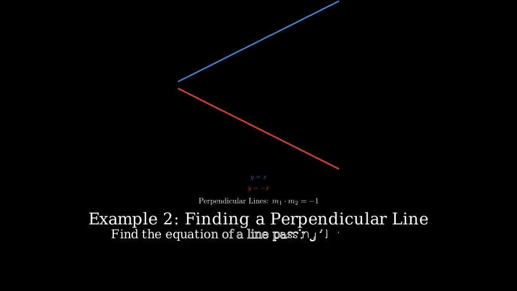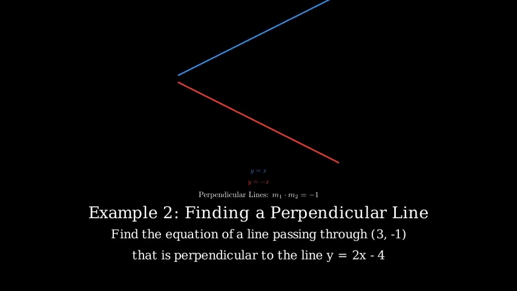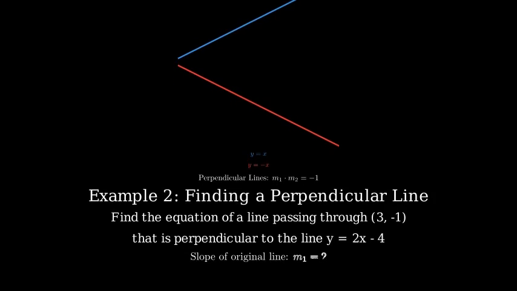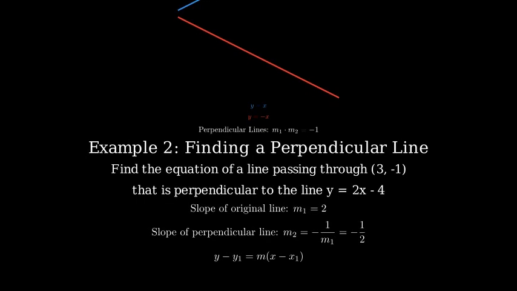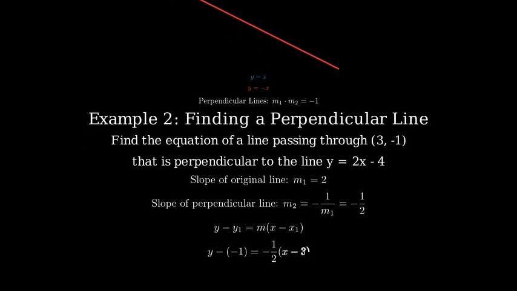Find the equation of a line passing through the point (3, -1) that is perpendicular to the line y = 2x - 4. First, we identify that the original line has a slope of 2. Since we need a perpendicular line, its slope must be the negative reciprocal of 2, which is -1/2. Using the point-slope form with the point (3, -1) and slope -1/2, we get y - (-1) = -1/2(x - 3).